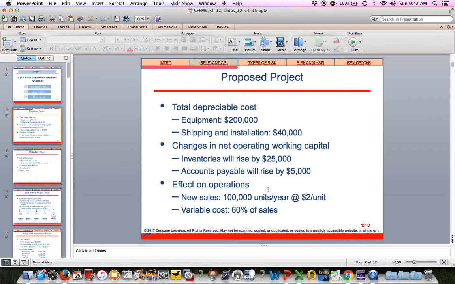And results in operations is, with this product I'm manufacturing, I'm going to sell 100,000 units per year at $2 per unit, and my variable cost is 60% of sales. Okay, so that's the project that we're taking a look at.